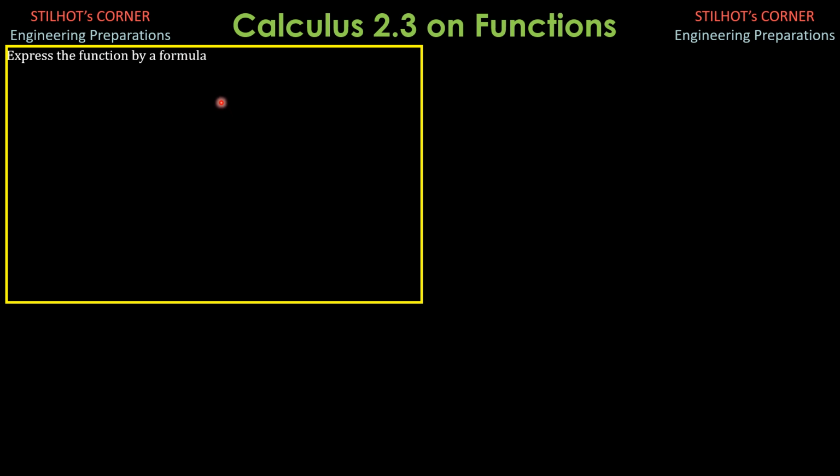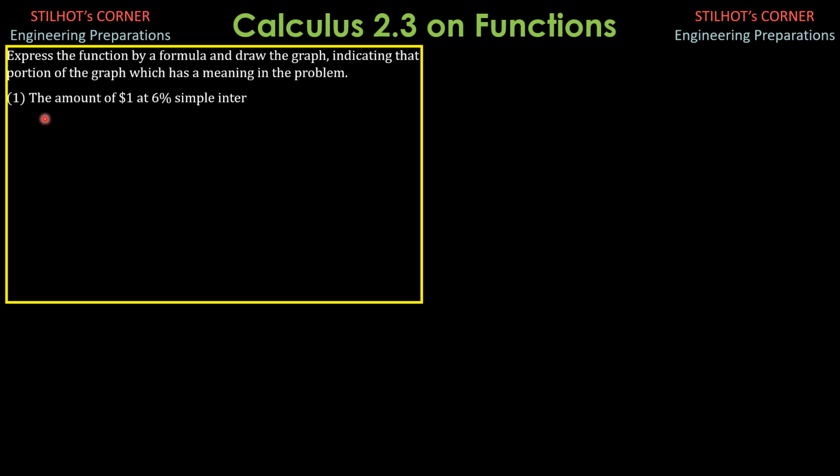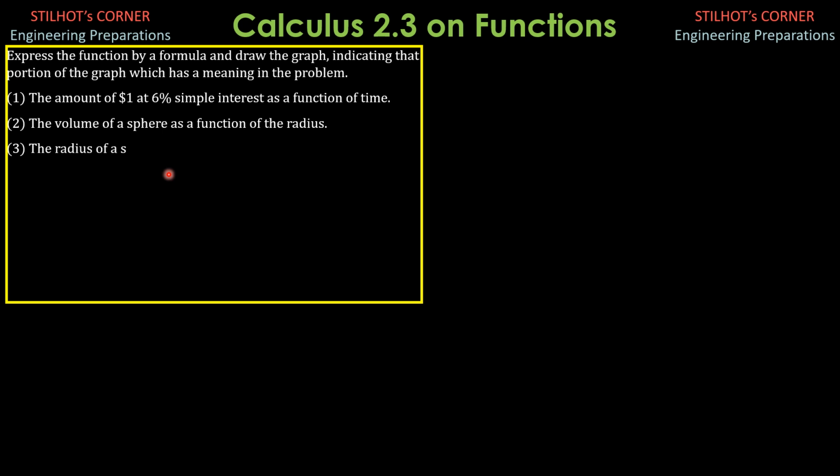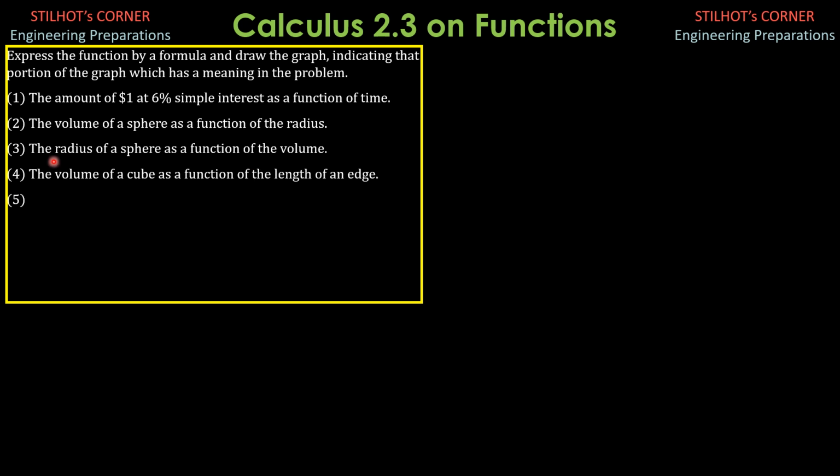Express the function by a formula and draw the graph, indicating that portion of the graph which has a meaning in the problem. So, for part 1, the amount of $1 at 6% simple interest as a function of time. Part 2, the volume of a sphere as a function of the radius. Part 3, the radius of a sphere as a function of the volume.